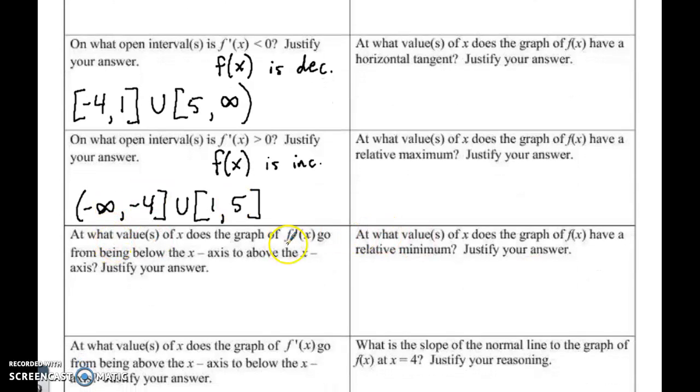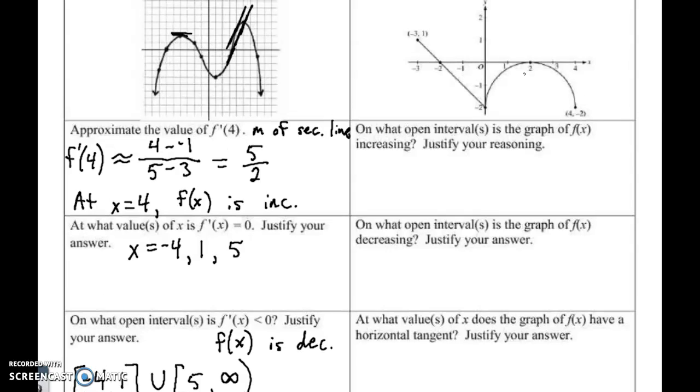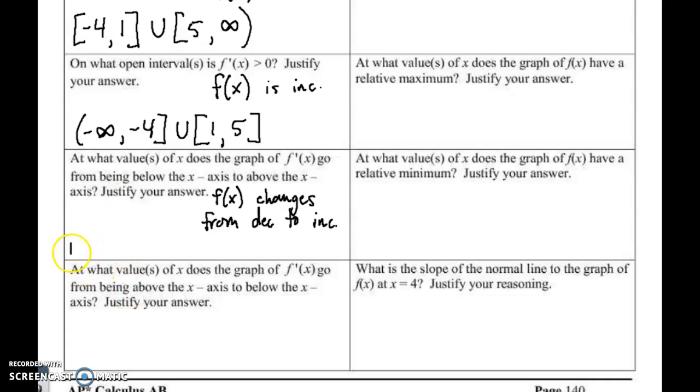And what about the next one? At what values of x does f prime go from being below the x-axis to above the x-axis? Well, if f prime is below the x-axis, that means f of x changes from decreasing to increasing. In other words, we're looking for a relative min, decreasing to increasing. So you can write out a relative min at x equals 1.